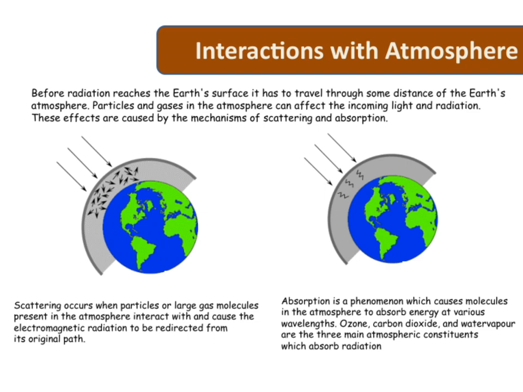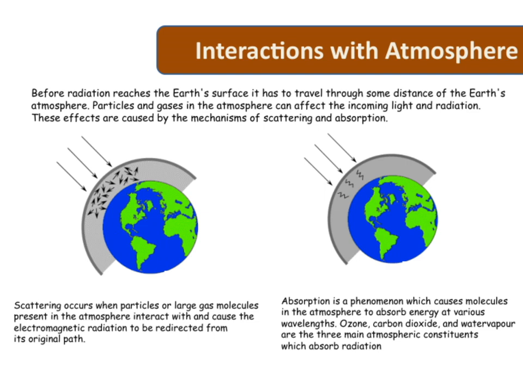and weather patterns. Before sunlight even hits the ground, it has to pass through a certain thickness of the Earth's atmosphere. During this journey, particles and gases can influence the incoming radiation. Two main processes are at work here: scattering and absorption. Let's focus on scattering for a moment.